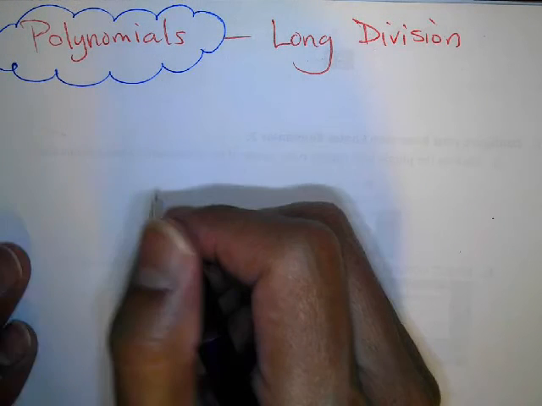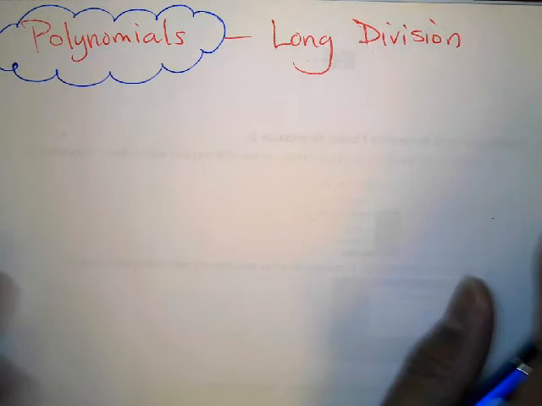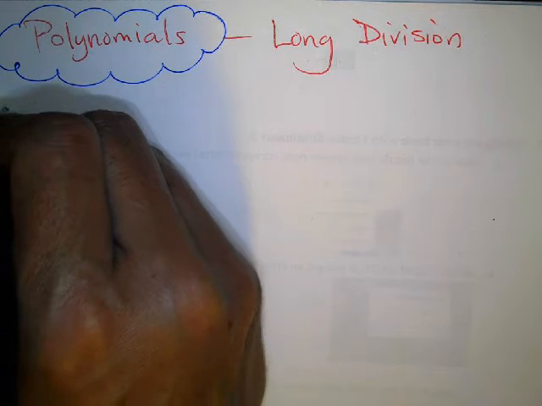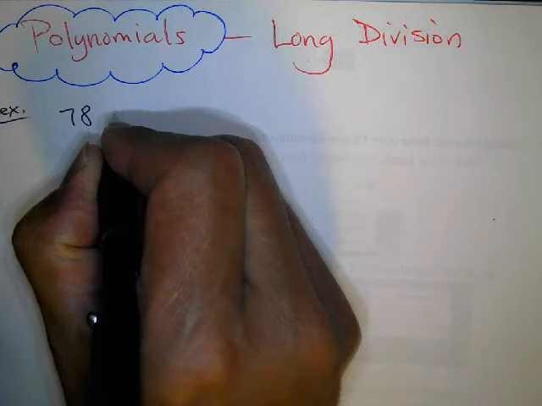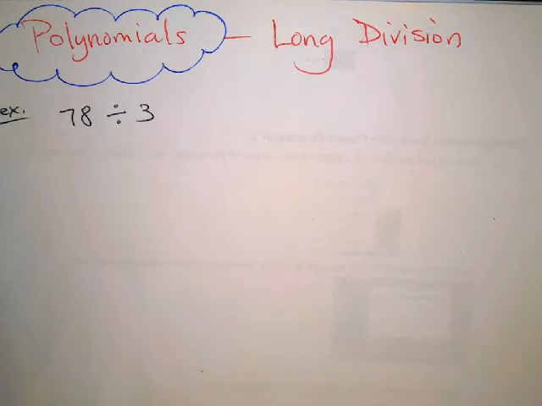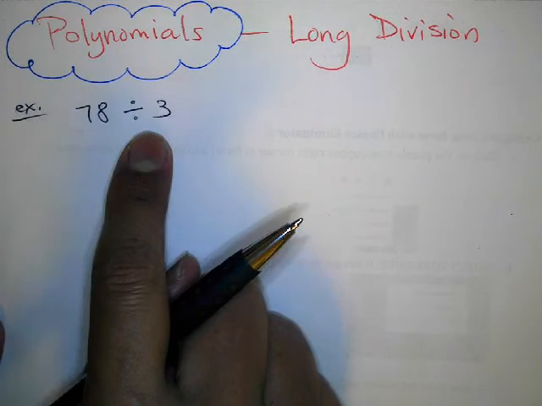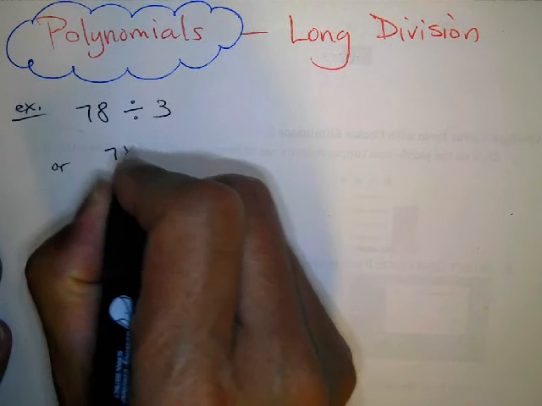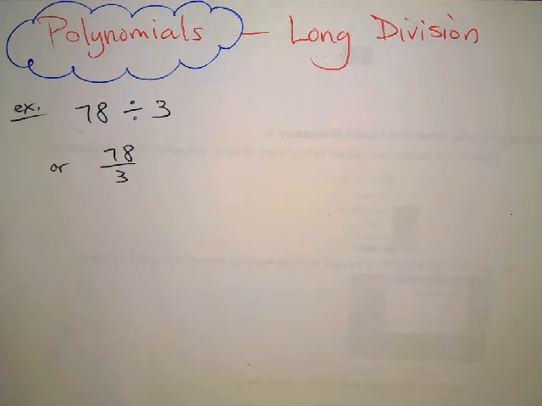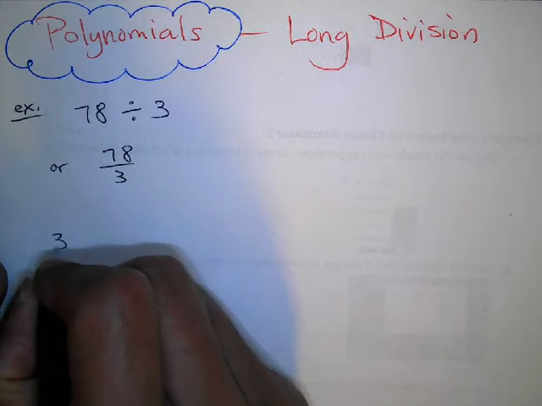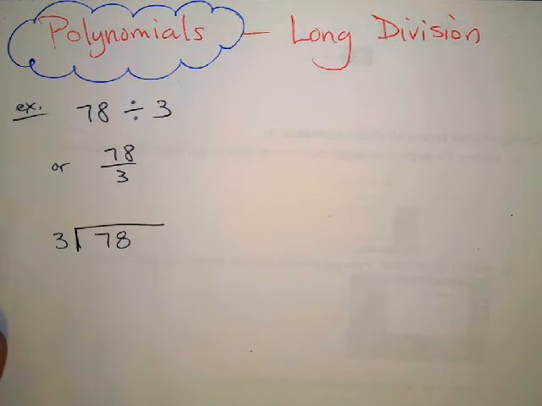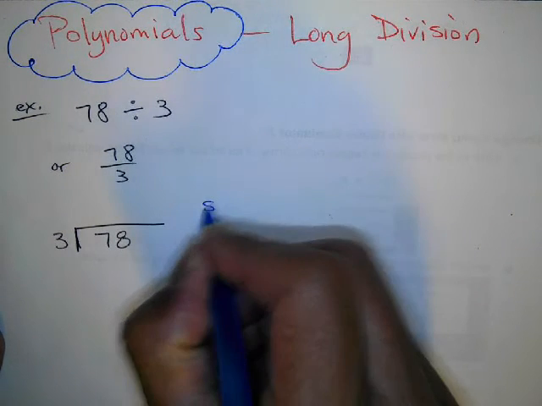So with regular numbers, one example, 78 divided by 3. You'll see the problem set up like that, or you know it also means 78 divided by 3. But since we're doing long division, we're going to set it up like this, right? This is the way we learn to divide. And let's just go over those steps again.